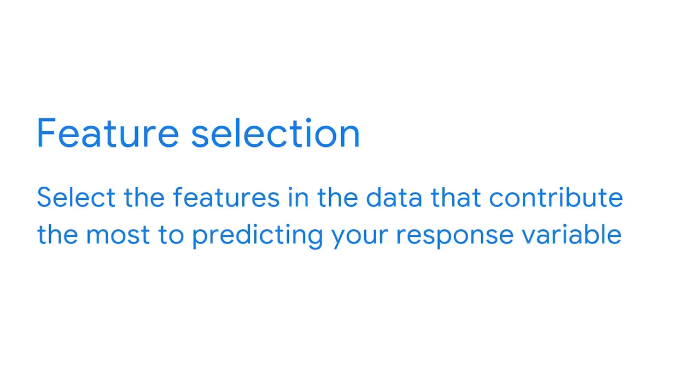The goal of this type of feature engineering is to select the features in the data that contribute the most to predicting your response variable. In other words, you drop features that do not help in making a prediction. This can be done either manually or algorithmically.